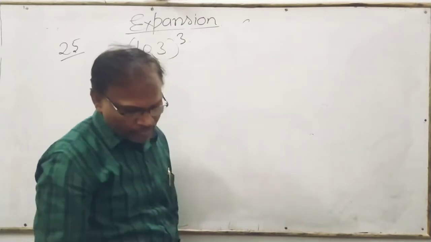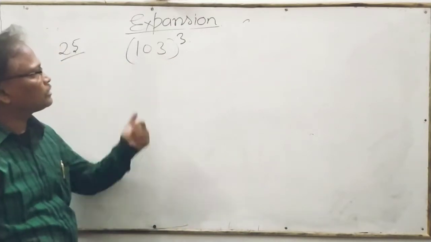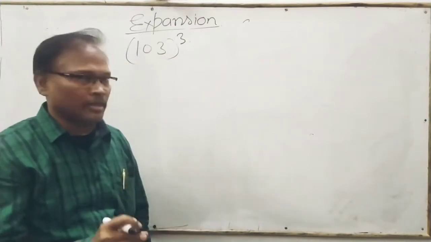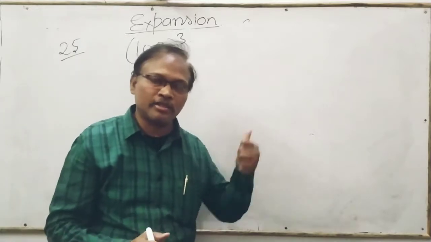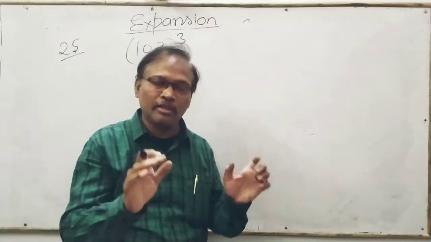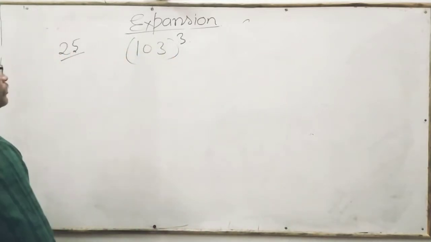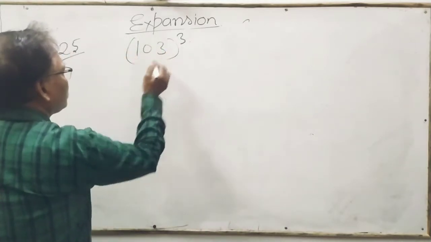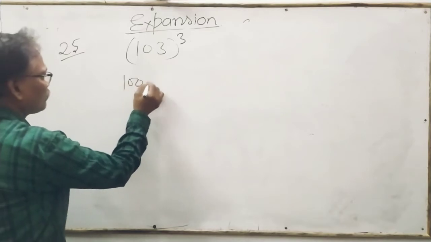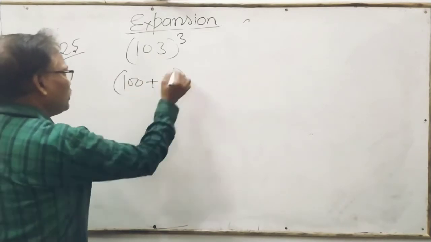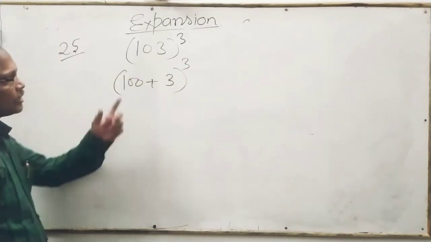It is whole cube. You have to convert it in the other way so that you can get the cube. It is very easy. So how to find this one? If you see this 103 cube, you can write it as 100 plus 3 whole cube. Clear? Can you write this one?